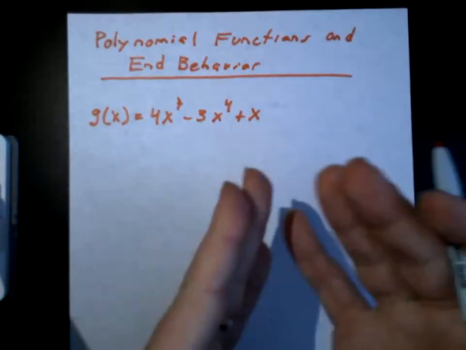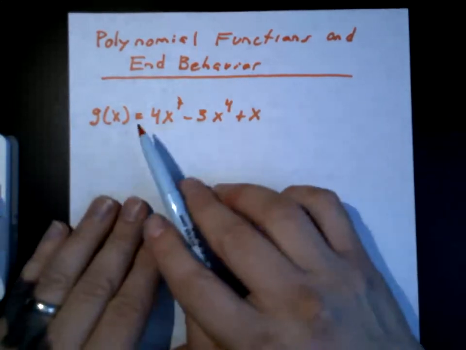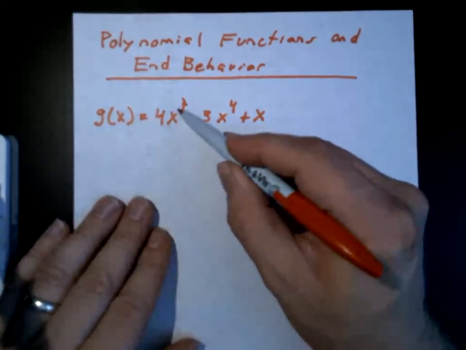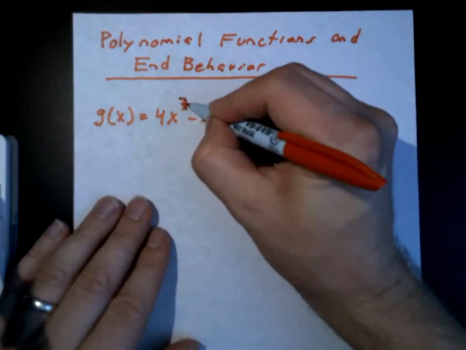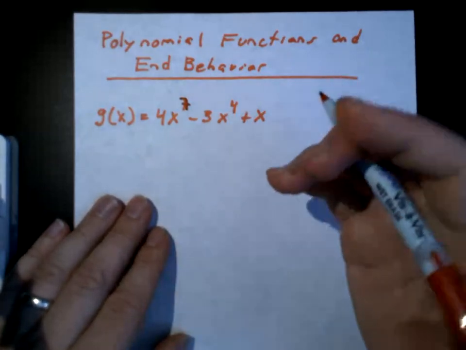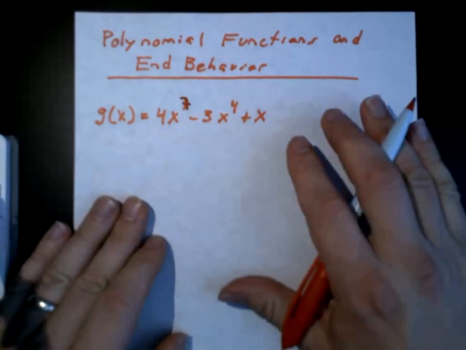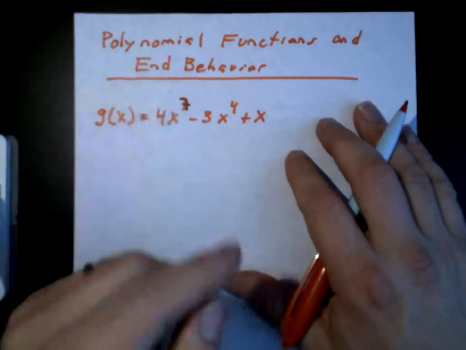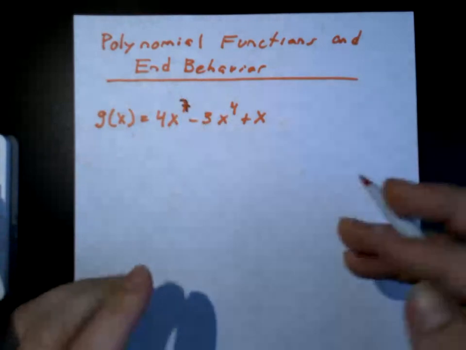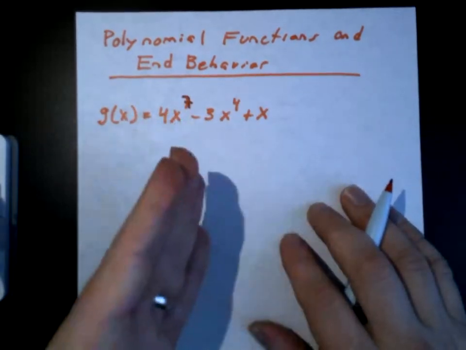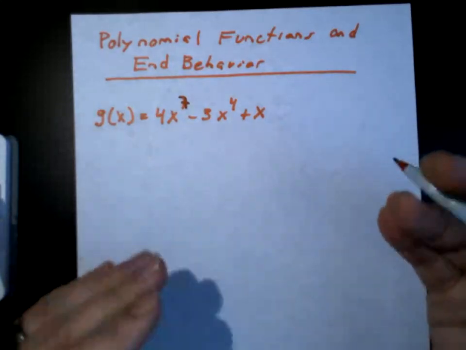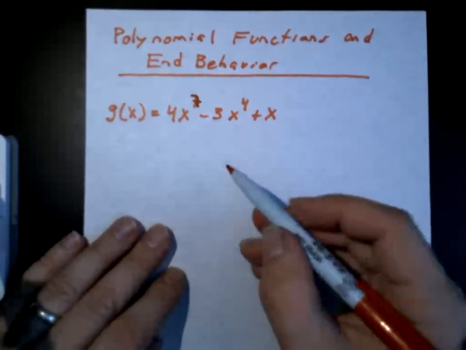So let's go ahead and start with maybe something like this. We have a polynomial g of x. This is 4x to the 7th power minus 3x to the 4th plus x. Now, there's a number of things you could do here, but what they're asking is that I want to know the end behavior. We could graph this, but why don't we instead see what characteristics there are?